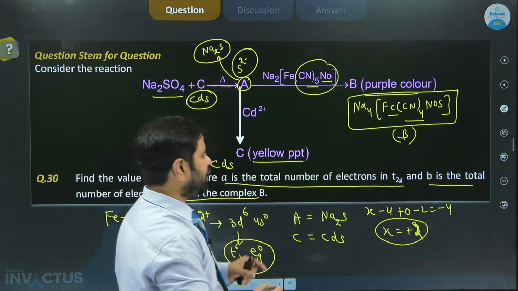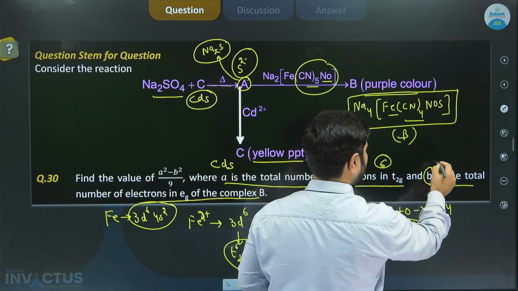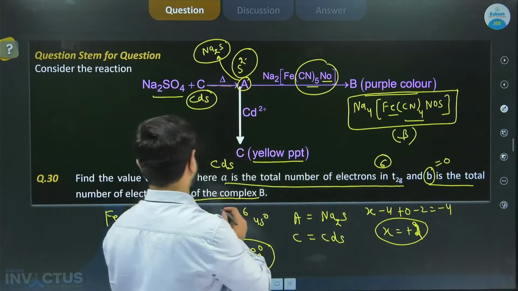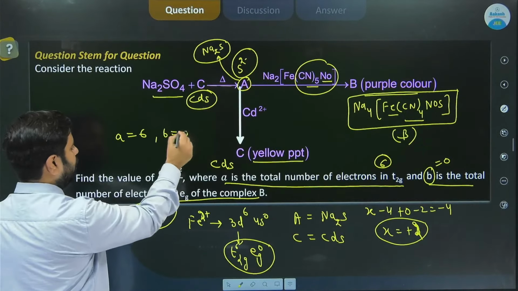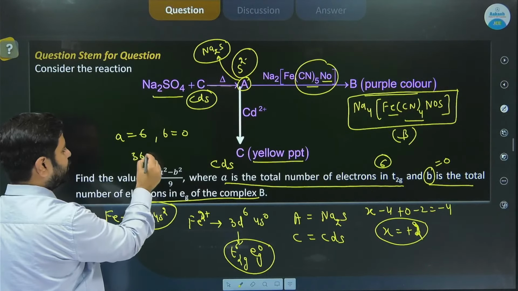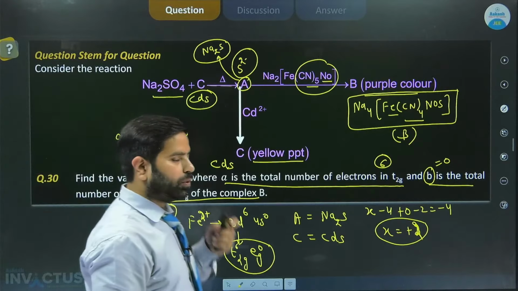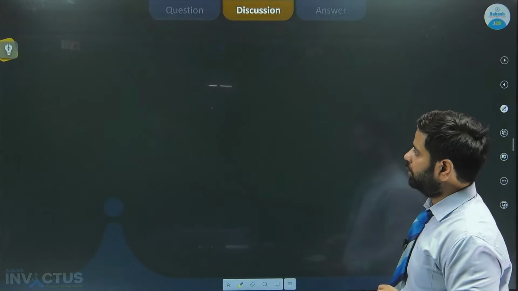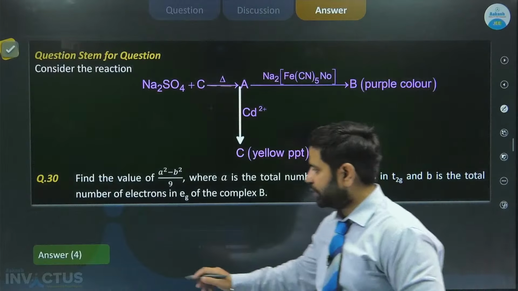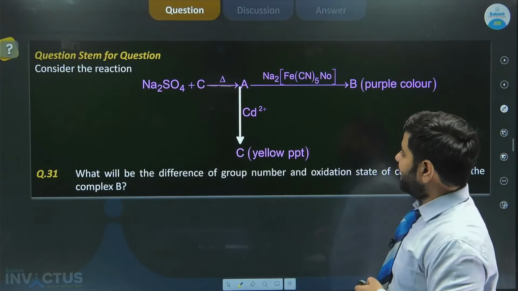It is asking about the number of electrons in t2g, it is 6, and what is the value of B? 0. So A is 6 and B is 0. Let's calculate: 36 minus 0 by 9, that is 4. So A square minus B square by 9 is 4. Let's check the answer. The answer given to this question is 4. Okay. What is the next question asking?